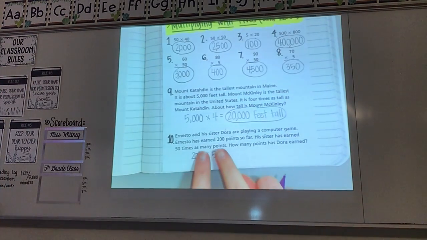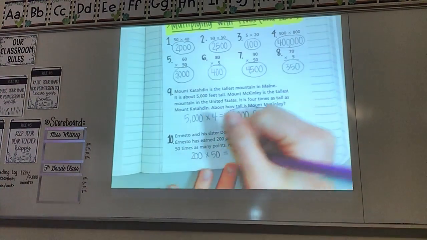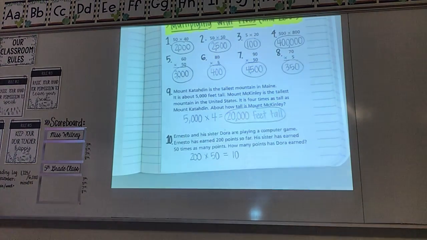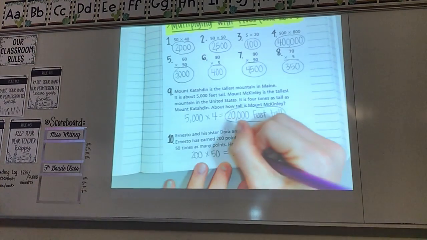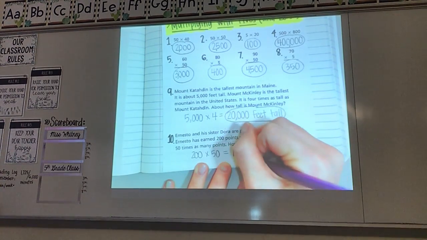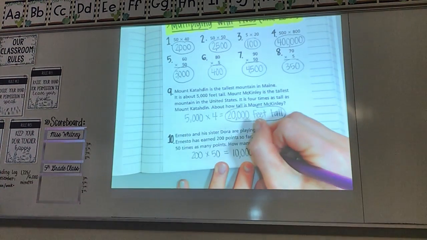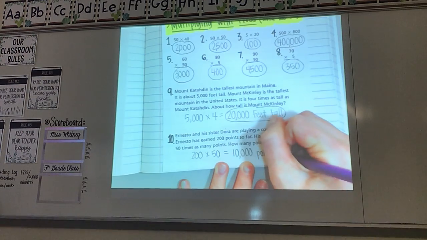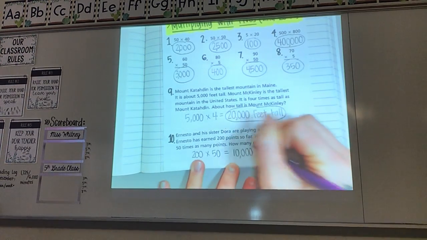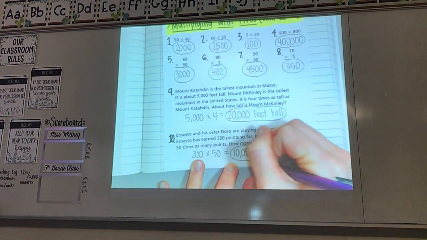Cover up those zeros. That gives me a 2 times 5, which I know is 10. And then how many more zeros do I need to add on? 3 of them because I had 3 covered up with my fingers. Wow. Dora has 10,000. What would my label be? Points. Dora has 10,000 points in the game, and Ernesto only has 200.